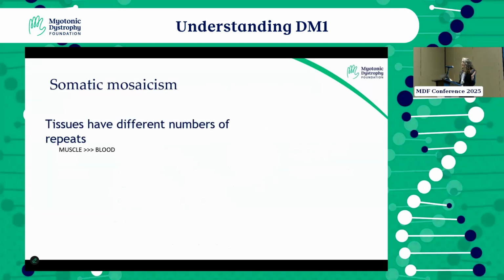Another phenomenon that's going on is that the tissues within a person's body may have different numbers of repeats. So for example, the muscle tissue will have more repeats than the blood tissue. And so that can be causing some of the differences that we see in people's symptoms. If one body organ has more repeats than another, they might have more symptoms just in that area.